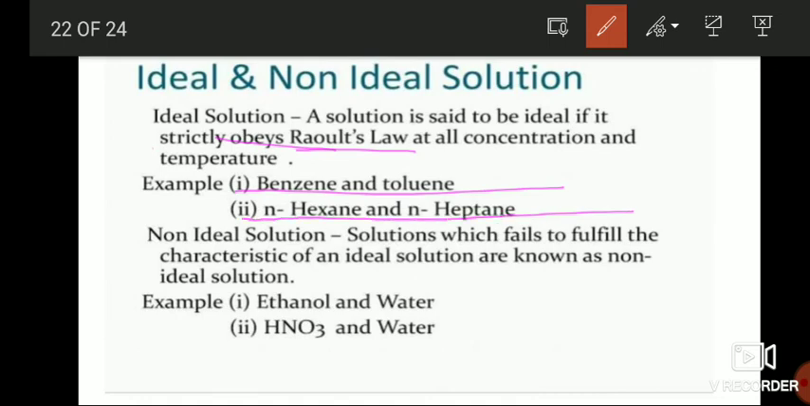Non-ideal solution: solutions which fail to fulfill the characteristics of an ideal solution are known as non-ideal solutions. Examples: ethanol and water, and nitric acid and water.